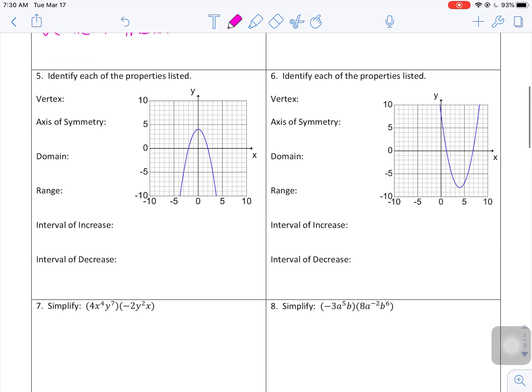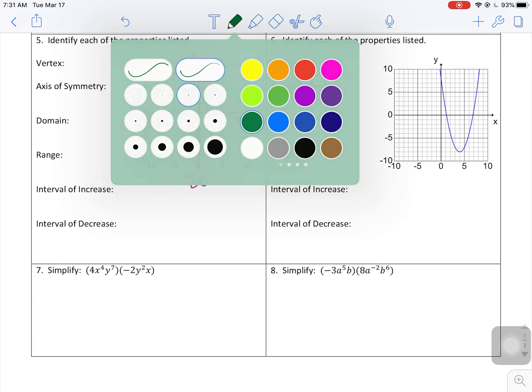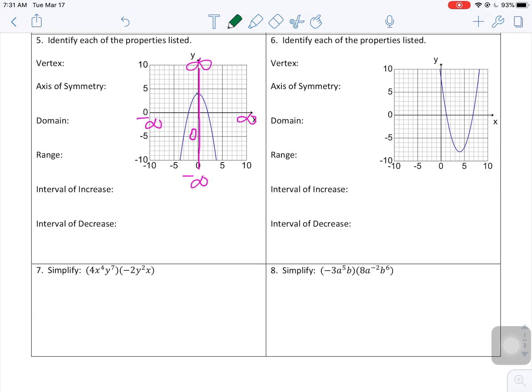On 5, it's usually helpful for us to put in negative infinity on the bottom and the left, positive infinity on the right and the top. And then while we're at it, let's put our axis of symmetry in here, which has an x value of 0. So now everything's kind of labeled, which makes it easier to do the rest of the problem. Our vertex would be way up here at the top, so the highest point on the graph in this case. So let's see, what is that? That looks like 0, 4.